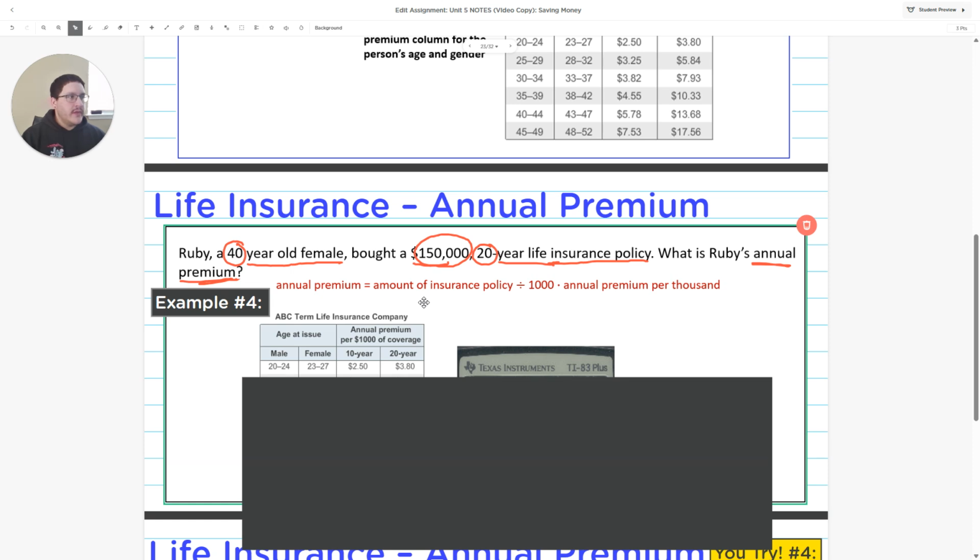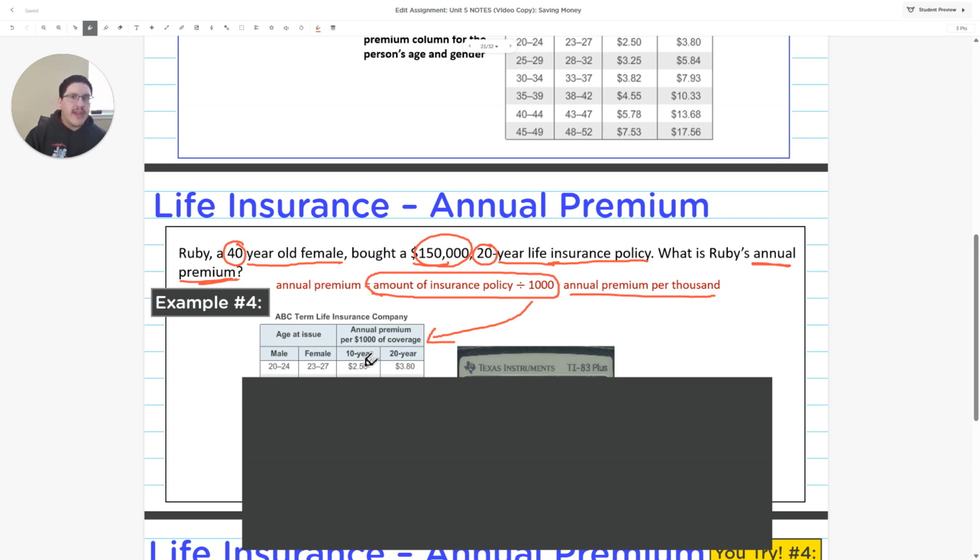So first, we're going to take this piece by piece. We're going to do the first two right here, and then we're going to multiply this last part. We know that this life insurance policy is $150,000. So we need to divide this by 1,000, especially because the chart here will show us how much is getting covered per $1,000. That means we have to divide that insurance amount by 1,000.